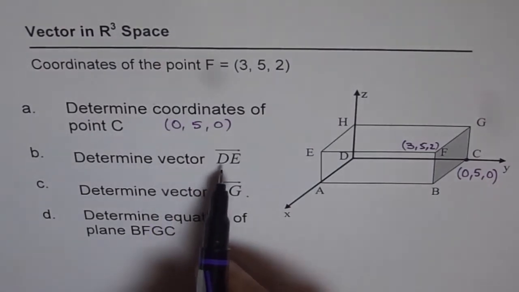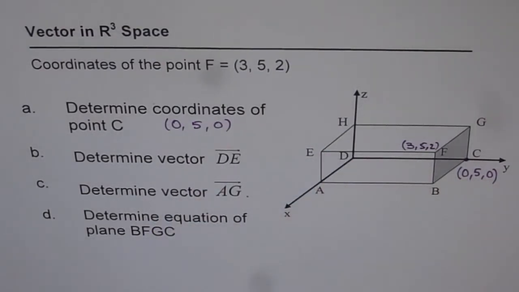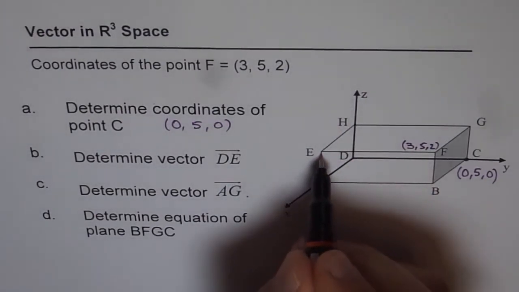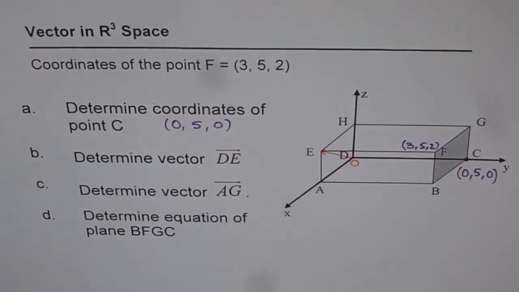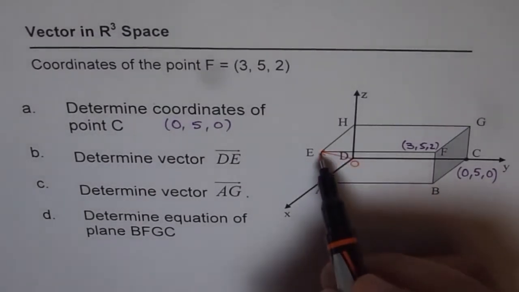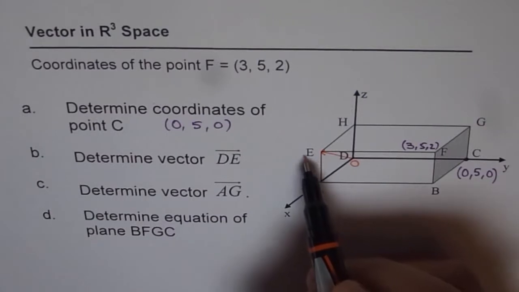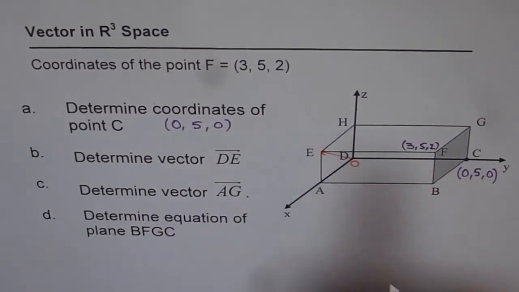Determine the vector DE. That means from D to E. So we need to now find the vector from D to E. Since D is the origin, let me write O as another point. Origin, D is kind of a position vector, right? So let's figure out what the coordinate for point E is. Now to reach E, what should we do?